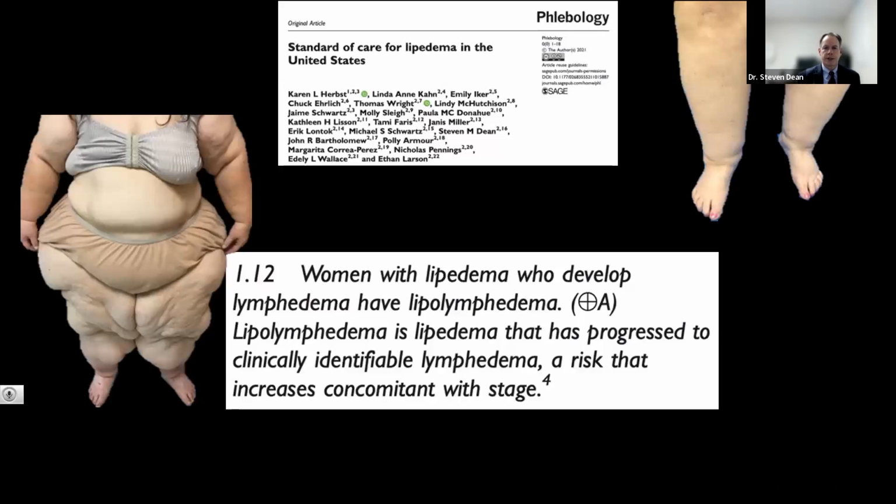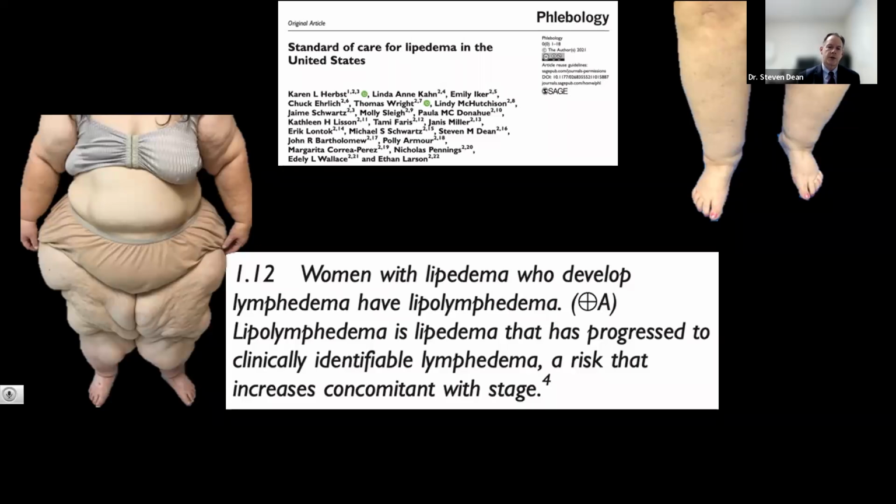So back to our standard of care for lipedema in the US. Let's go to consensus statement 1.12. Women with lipedema who develop lymphedema have, by definition, lipo-lymphedema. Lipo-lymphedema is lipedema that has progressed to clinically identifiable lymphedema. So they have some cutaneous fibrosis, they have some fixed swelling, again, fixed dorsal foot swelling, as you can see in both these examples, relatively modest swelling.